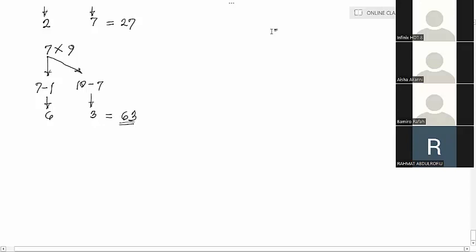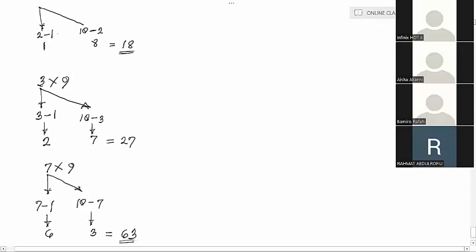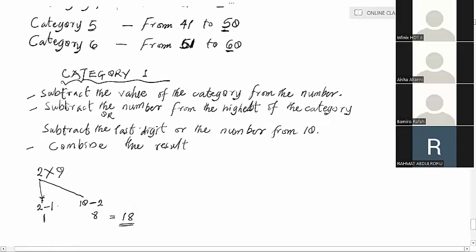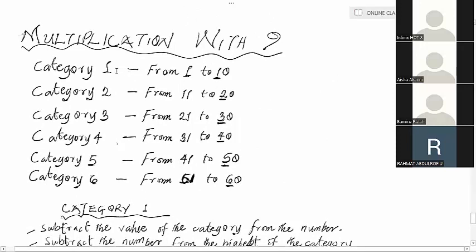Are we together? Now, for the benefit of those who are just joining, let me give you a summary of what we've done so far. Before you multiply with 9, you first know the category. Category 1 is from 1 to 10. Category 2 is from 11 to 20. Category 3 is from 21 to 30. Category 4 is from 31 to 40. Category 5 is from 41 to 50. Category 6 is from 51 to 60. What determines the category is the first digit of the highest number of the category.